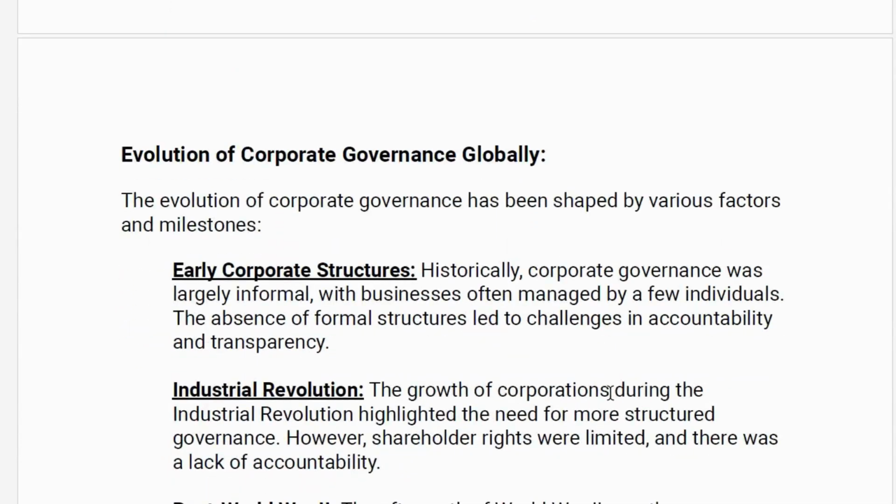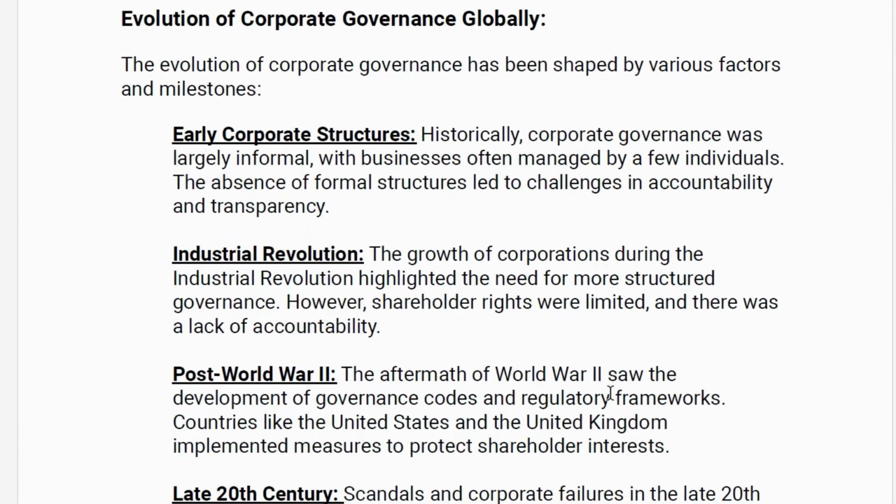The evolution of corporate governance globally. The early corporate structures. Historically, corporate governance was largely informal in the earlier days, with businesses often managed by a few individuals. The absence of formal structures led to many challenges in accountability and transparency.